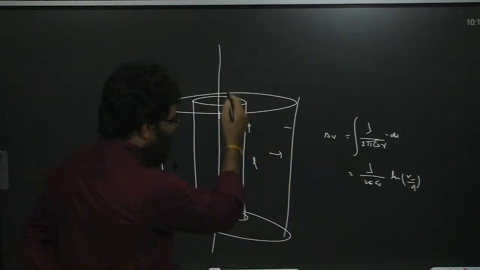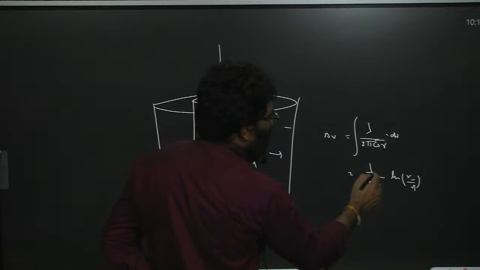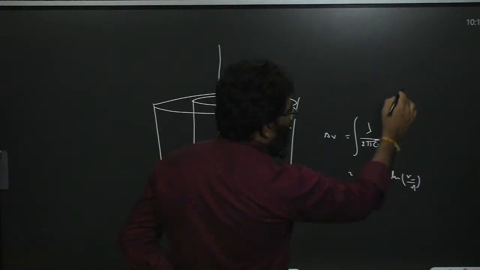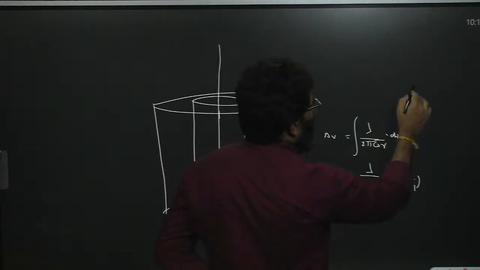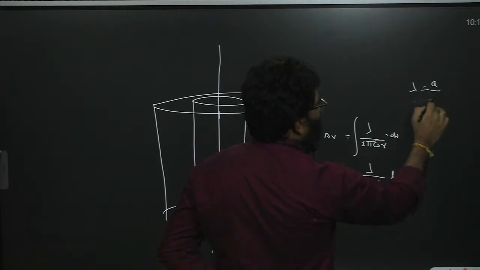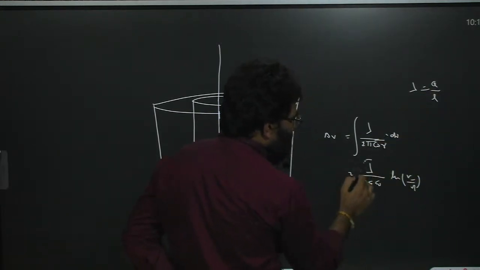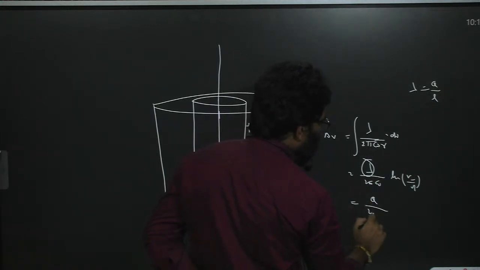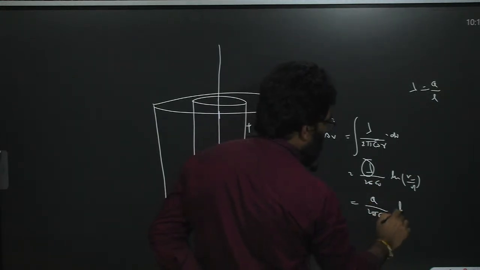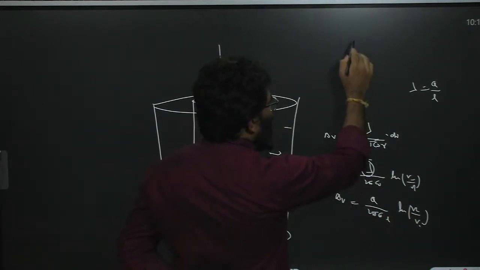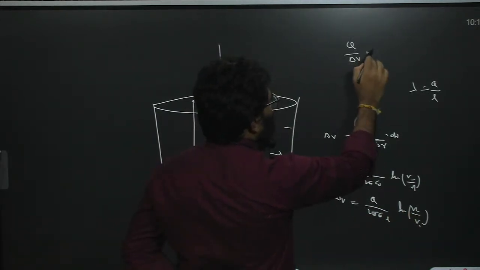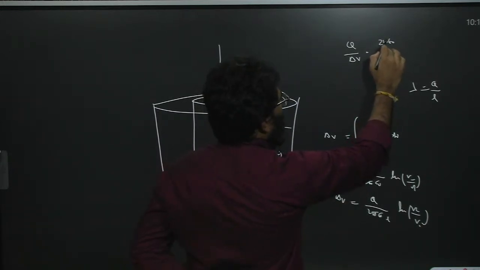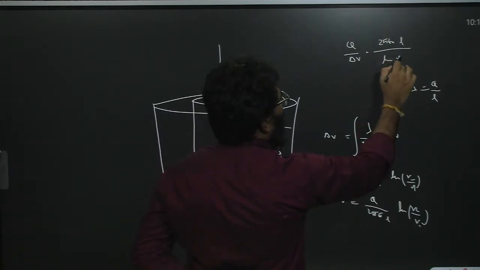See, the total length is L. So charge gives what? Lambda is equal to Q by L. So lambda is given as Q by L. Substitute: delta V is Q by 2 pi epsilon naught L ln R2 by R1. So Q by delta V is equal to 2 pi epsilon naught L by ln R2 by R1.